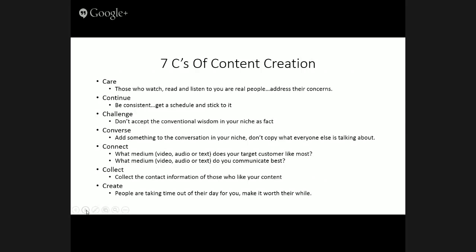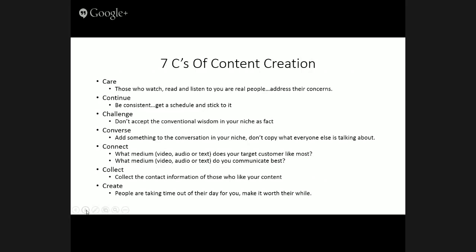Converse, right? Add something to the conversation. So in other words, if you and I are in a conversation and all you're doing is just repeating what I said, or just restating what I said, then we're not having a conversation, right? You're not adding anything, and so there's no need for you. People have no need to read your content if all you're doing is just saying what everybody else says. You've got to be able to converse, right? Add something to the conversation.